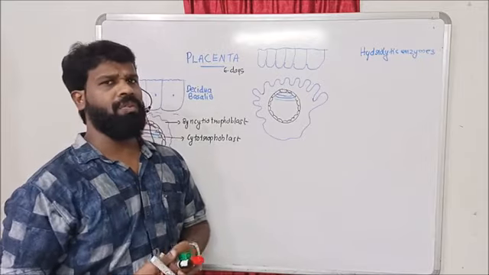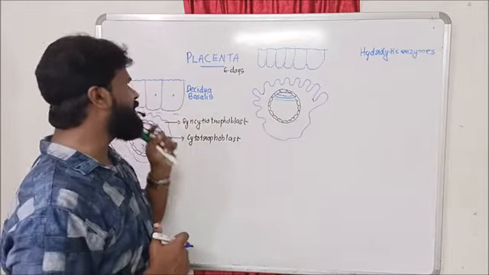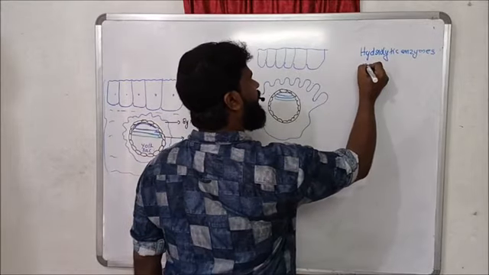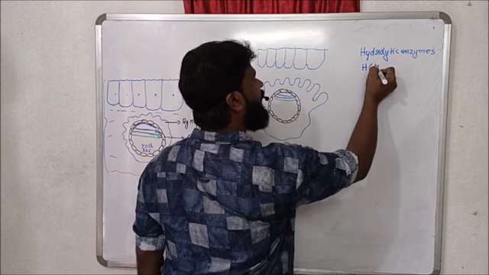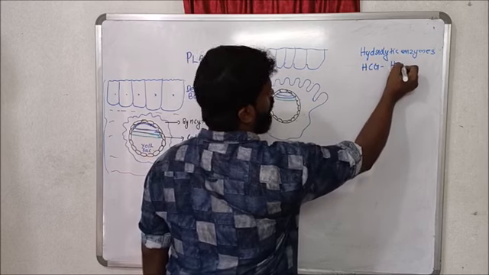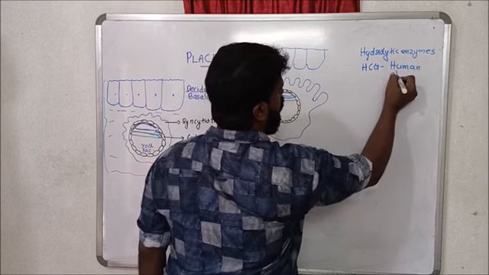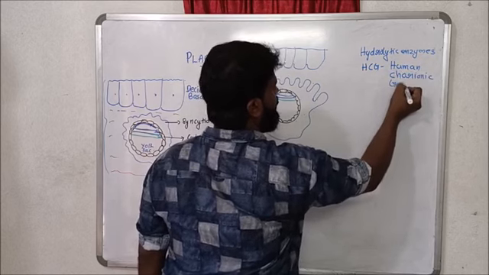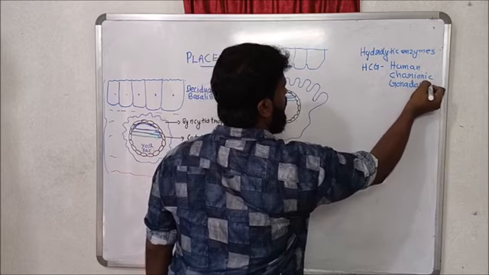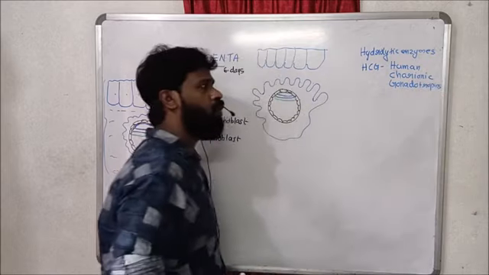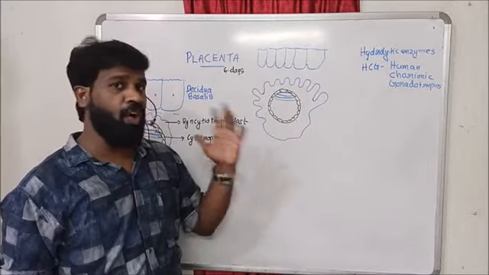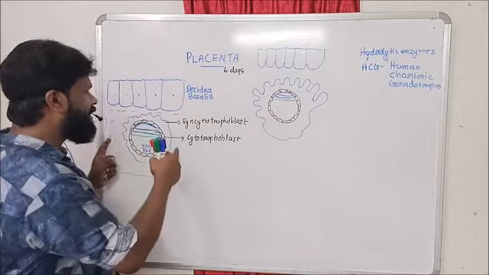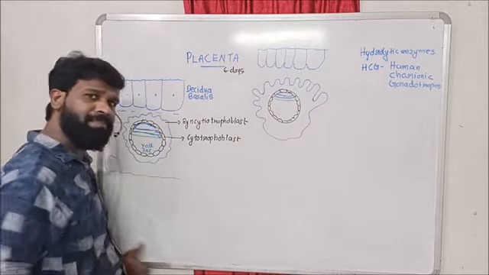And also, this one is syncytiotrophoblast. This syncytiotrophoblast starts secreting a hormone called HCG, human chorionic gonadotropins. HCG, human chorionic gonadotropins. We know the hormone progesterone is needed for the maintenance of this endometrium.